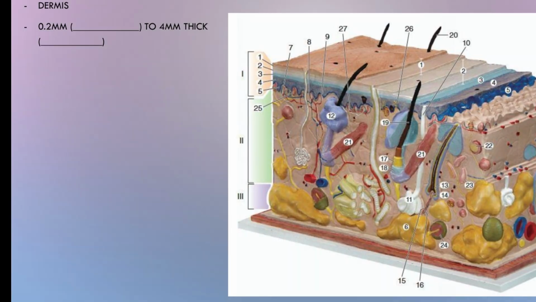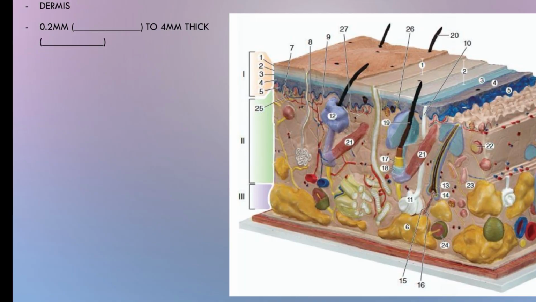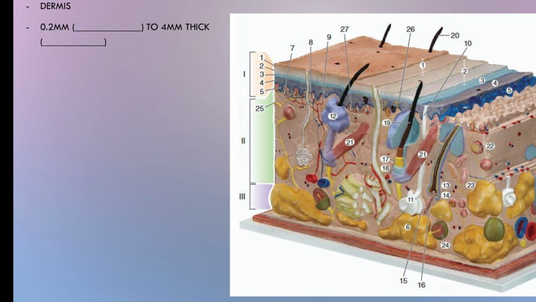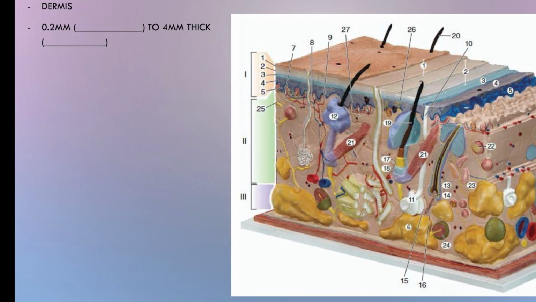The dermis is a deeper connective tissue layer of the skin. On your model, the dermis is identified as Roman numeral 2. So you may see the dermal region surrounding the structures below the epidermis. The dermis varies in thickness. So it's about 0.2 millimeters thick at the eyelids and about 4 millimeters thick at the palms of the hands and the soles of the feet.